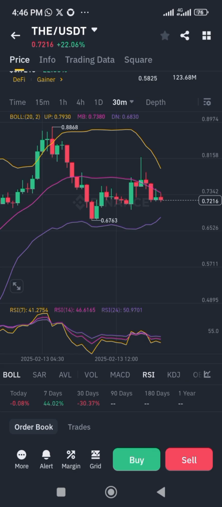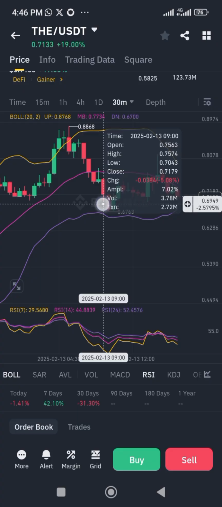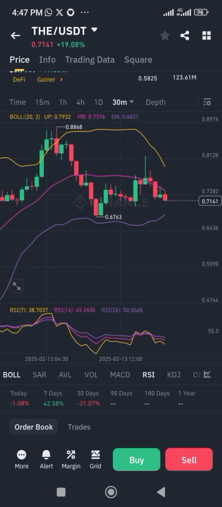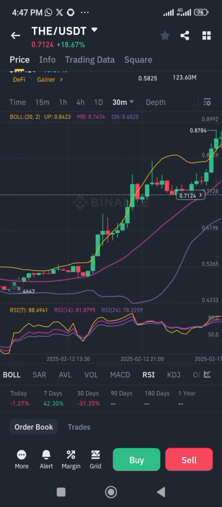What I normally do is, for instance, this coin is on the Kenya side and it has come down to cross this middle Bollinger Band to the lower Bollinger Band. At times a coin like this will move up. Let me show you this one.